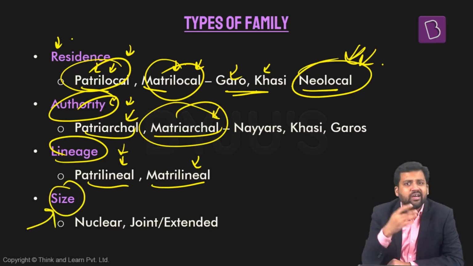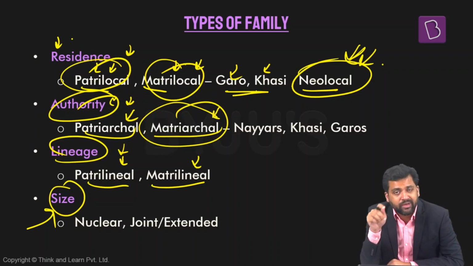Another way to think of families is in terms of size. If at max 2 generations are staying together, it is a nuclear family. If more than 2 generations are staying together, it is a joint family. The size is another way by which you can classify families.